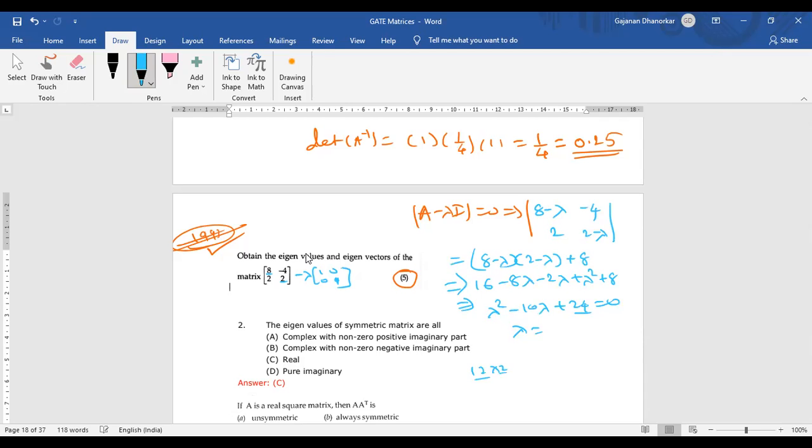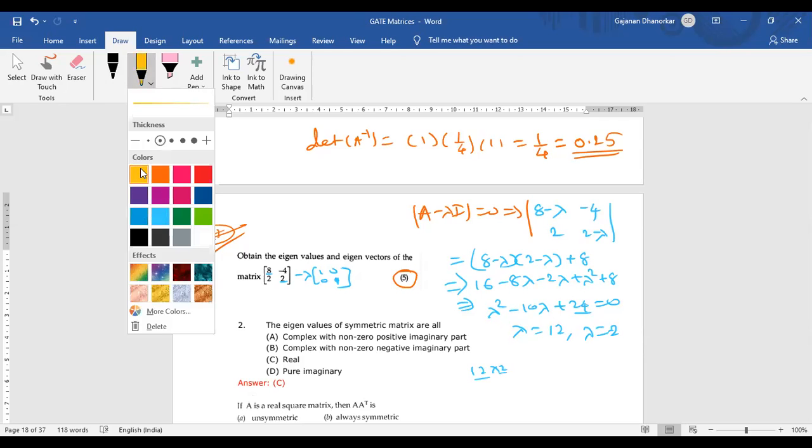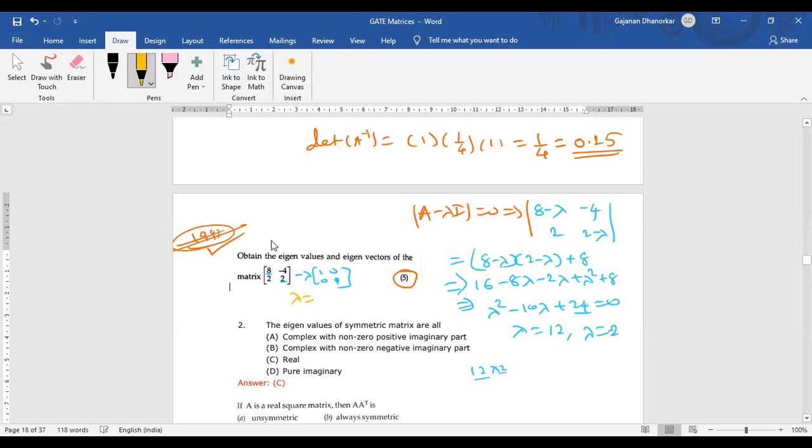Minus 12 plus 2. This means lambda is equal to 12 and lambda is equal to minus 2. These are the eigenvalues. Now you can check whether all these eigenvalues are correct or not. This is your answer: lambda is equal to 12 and minus 2. You can check your answer.